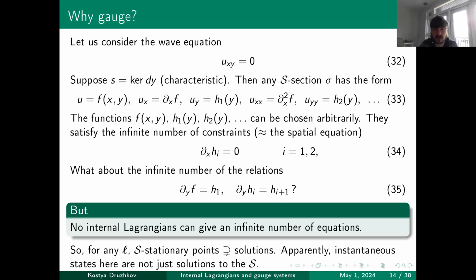That is, for any internal Lagrangian of the wave equation, the whole set of stationary points contains the whole set of solutions, but contains something else. They do not coincide. So apparently instantaneous states here are not just solutions to the spatial equation, but equivalence classes of solutions to the spatial equation. And that is why our stationary points are not just solutions. The whole set of stationary points contains something else. Apparently, it contains something that is equivalent to solutions in a sense. So let's define this sense.